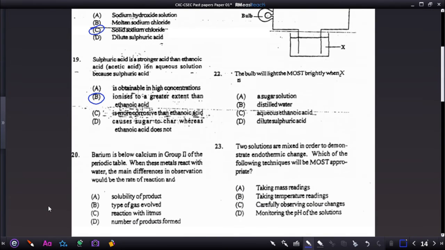Question 20. Barium is below calcium in group 2 of the periodic table. When these metals react with water, the main differences in observation would be the rate of reaction and A, solubility of the product, B, type of gas evolved, C, reaction with litmus, or D, number of products formed. The answer is A. The solubility of the product would be observed there.